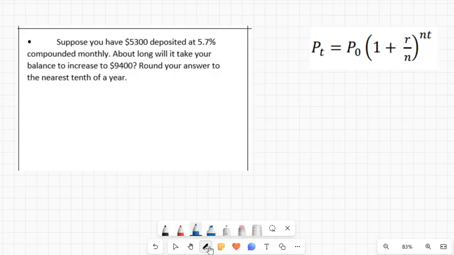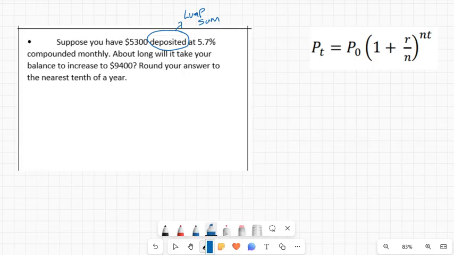All right, first off, it says the word deposited, but it does not say deposited monthly, yearly, quarterly, etc. It just says deposited, and so this is a lump sum. So we have our lump sum formula to the right.